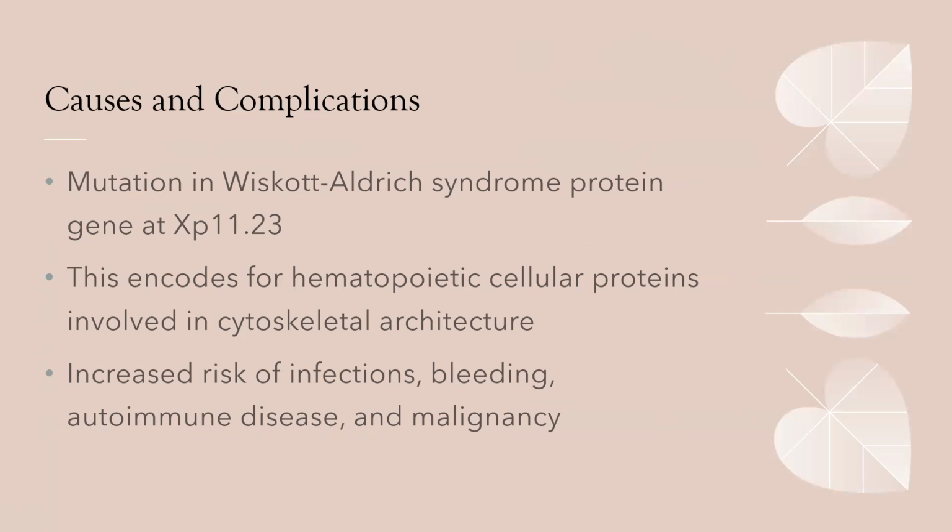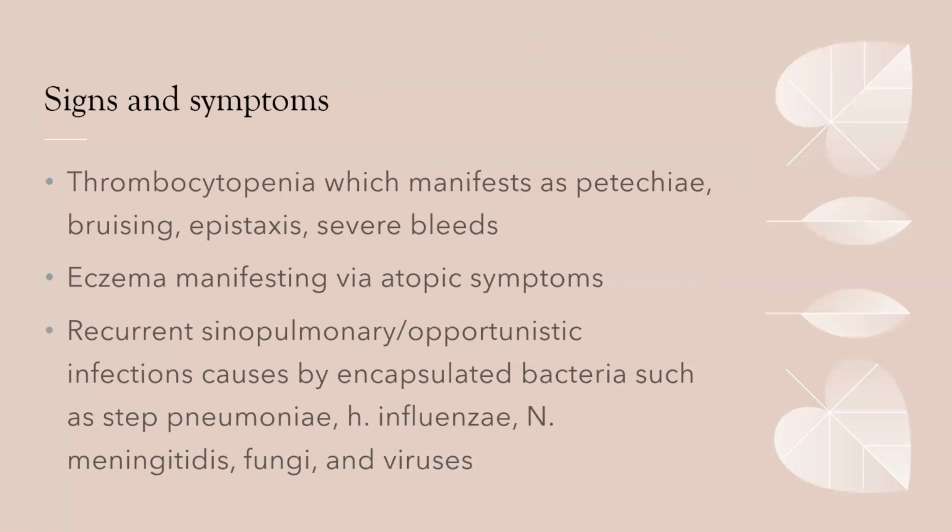Causes and complications of Wiskott-Aldrich syndrome. So this basically arises due to a mutation in the Wiskott-Aldrich syndrome protein gene, which is also known as the WASP gene. This gene encodes for hematopoietic cellular proteins involved in cytoskeletal architecture, mainly those which are seen for making pseudopods. Because of this, there is an increased risk of infections, bleeding, autoimmune disease, and malignancy.